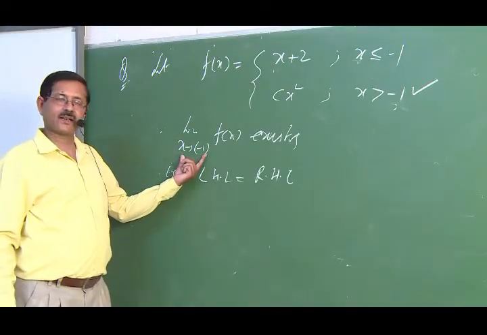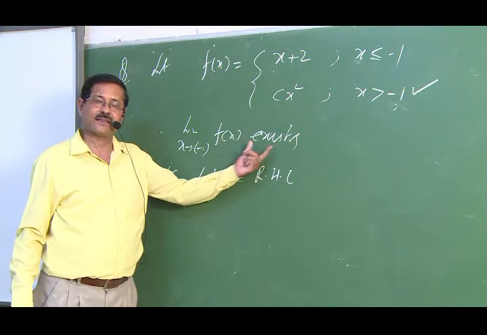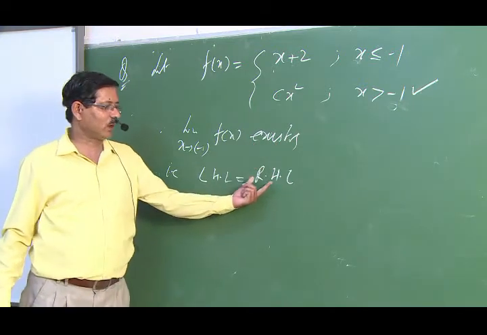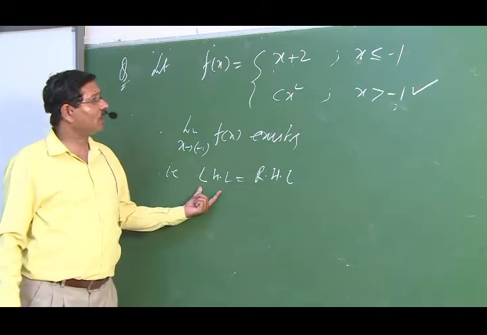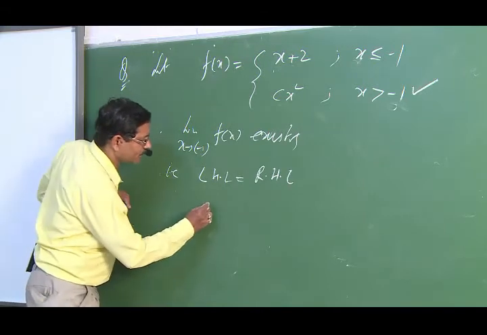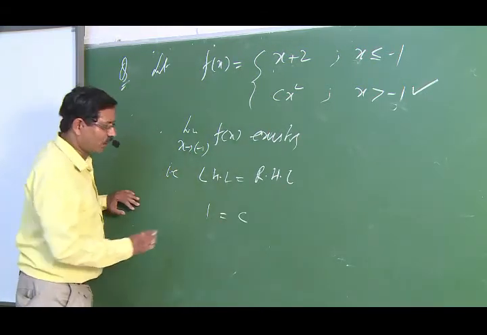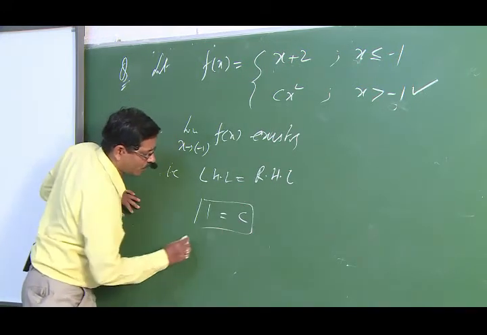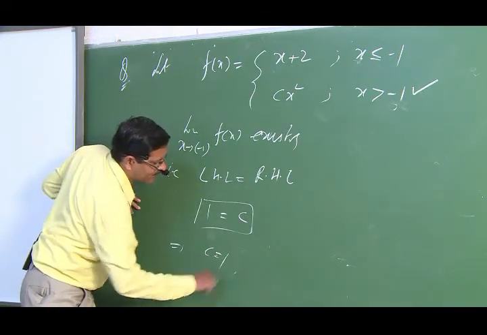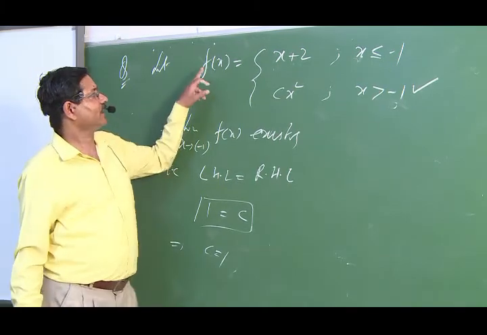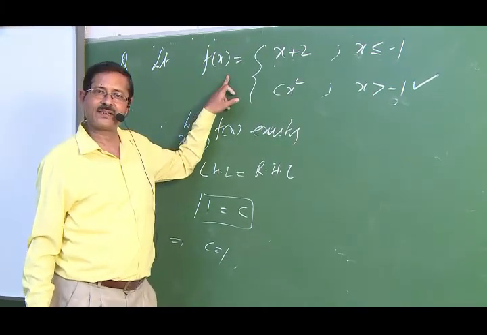Since limit x tending to minus 1 f(x) exists, that is why left hand limit is equal to right hand limit. So the value of left hand limit is 1 and right hand limit is c, so the value of c is 1. Okay, so this implies that c is equal to 1, then limit x tending to minus 1 f(x) exists.